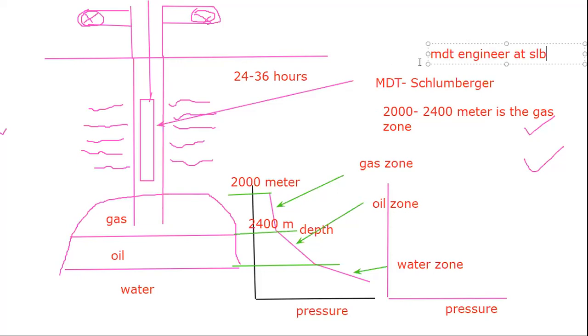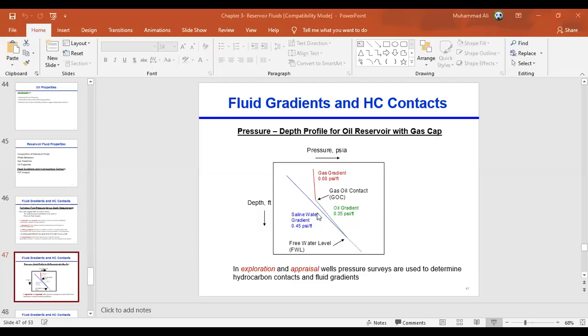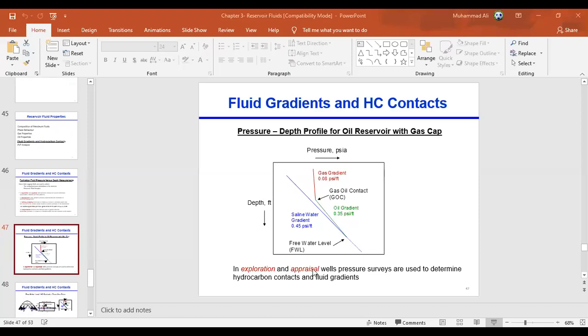But when the job goes on, it usually takes 24 to 36 hours, and you have to continuously look at the profile while they are running the tool, because they have to make sure the tool is running straight and there is no obstruction. So based on these pressure profiles, they find out where the gas is, how deep the gas zone is, then the oil, and then the water. That's one of the jobs of the MDT engineer. The same thing is going on here. They have this chart, and especially in exploration and appraisal wells, pressure surveys are used to determine hydrocarbon contacts and fluid gradients. So they find out the hydrocarbon contact.